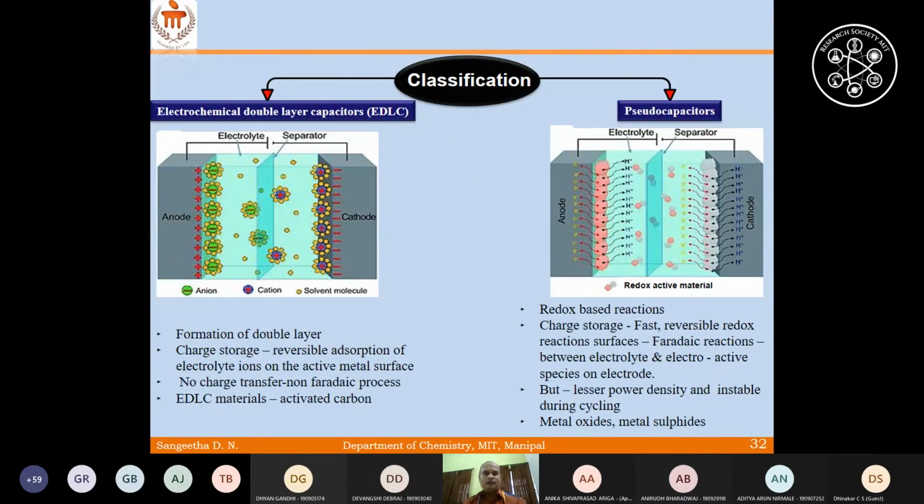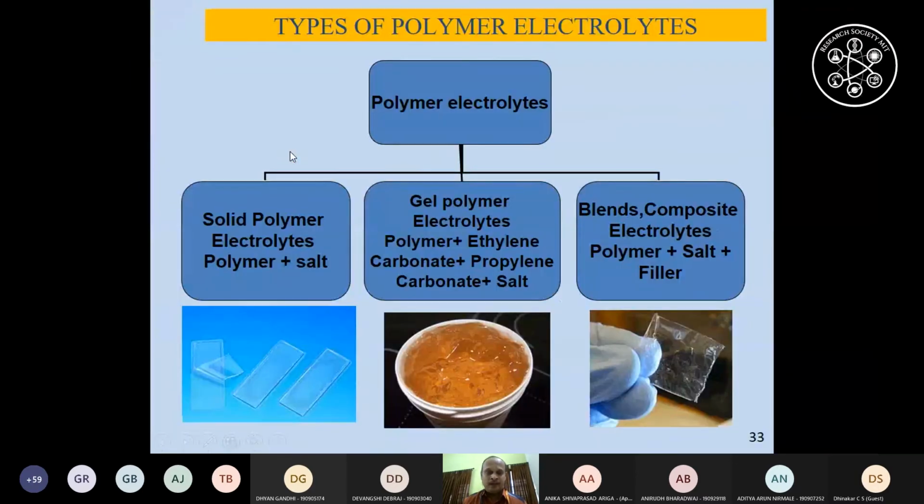There are two types of supercapacitor. One is carbon based, called an electrochemical double layer supercapacitor. The other is electrode material redox reaction based, called a pseudocapacitor. In a pseudocapacitor, redox reactions take place in the electrode. If electrode and electrolyte charge accumulate and we get energy based on that, it is called an electrochemical double layer capacitor.